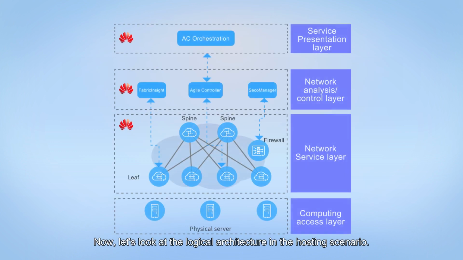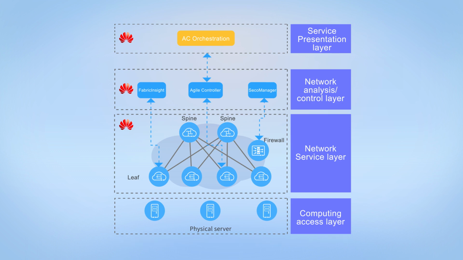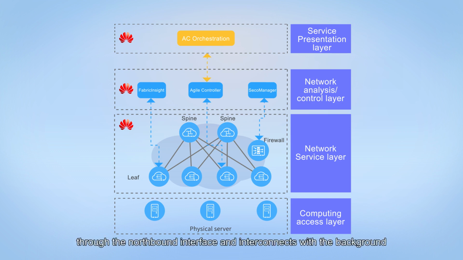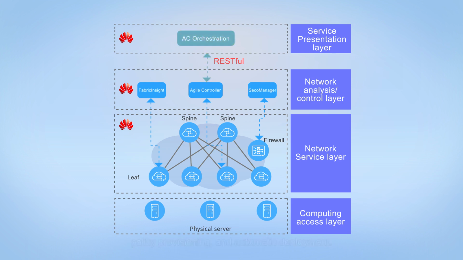Now, let's look at the logical architecture in the hosting scenario. The hosting scheme features no computing or cloud platform. The network administrator provisions services. At the service presentation layer, the Agile Controller DCN provides an independent UI through the northbound interface and interconnects with the background through the RESTful interface for service orchestration, policy provisioning, and automatic deployment.